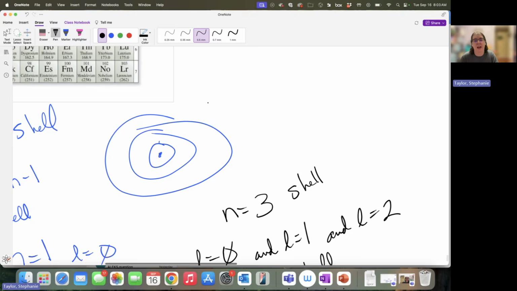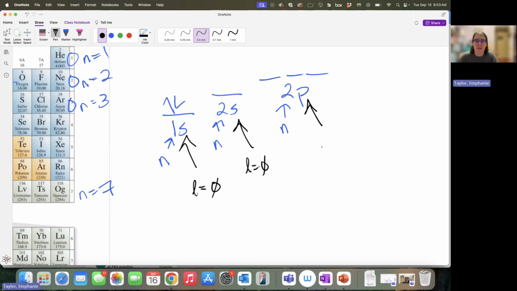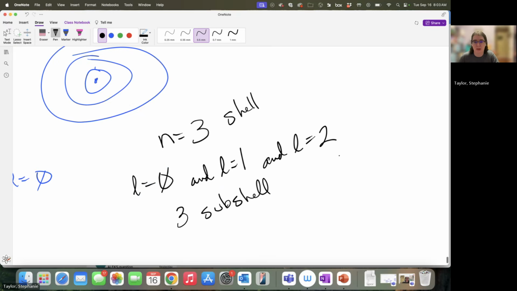As we move up, when I wrote 2s, I'm going to go ahead and write 2p up here. My 2 is my value of n. This letter is my value of L. When we say s, that's an L equal to 0. P is an L equal to 1. L equals 2 is d.